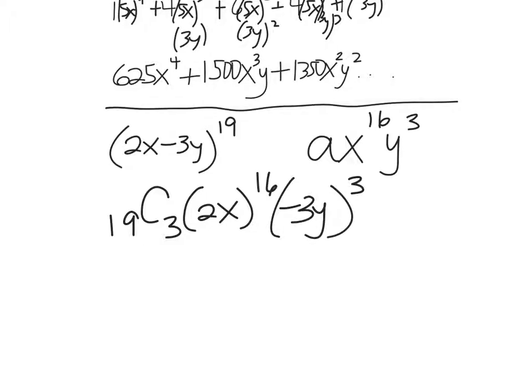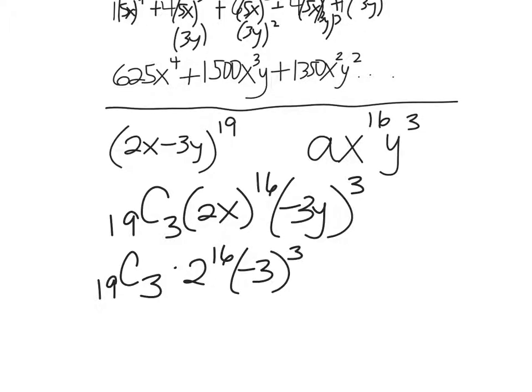And so when you want to find this number, it's going to be huge. They're going to write it in scientific notation. 19C3 times 2 to the 16th times negative 3 cubed, and that'll give you x to the 16th y cubed, and you want to figure out what number that is. And it turns out to be super big. So 19C3, remember where that C thing is? It's under Math PRB. 19C3 is 969 times 2 to the 16th, and then times negative 3 to the 3rd.